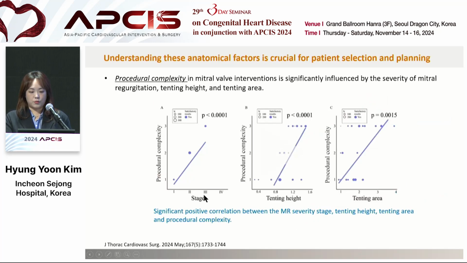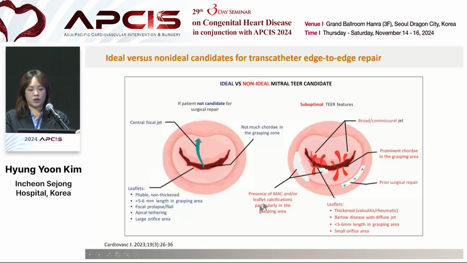And also, we know that the procedure complexity is correlated with the stage of mitral regurgitation, tenting height, and tenting area. So we can conclude that there are ideal and non-ideal candidates for the TEER, like this.